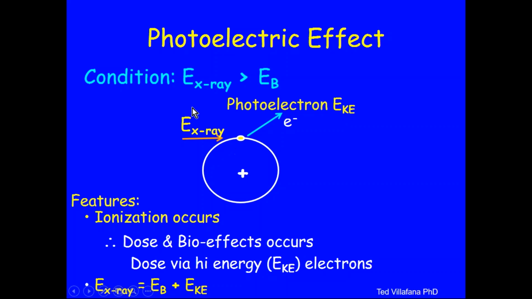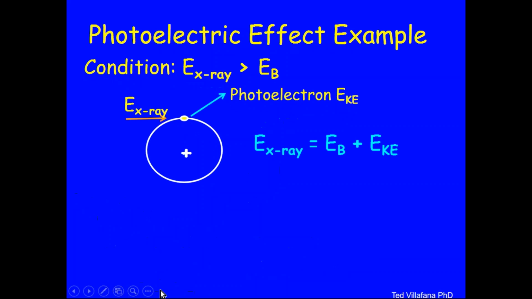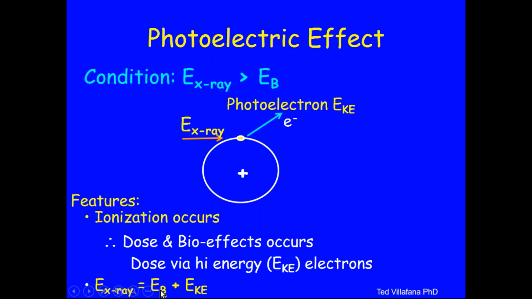Remember that the condition for the coherent scatter was the incident X-ray was less than the binding. In photoelectric, it's more than the binding. In the coherent scatter, the energy balance was that the X-ray energy went totally into the coherent scattered photon energy. But notice the expression we have for photoelectric effect. You did knock out an electron. It did take a certain amount of energy to produce that ionization.